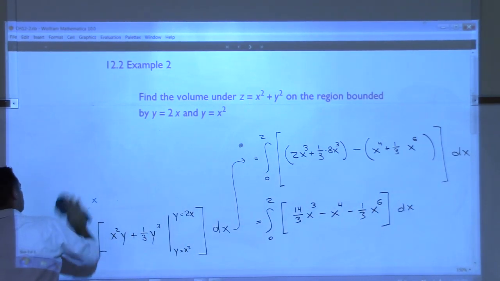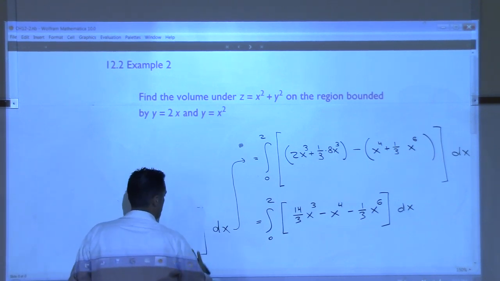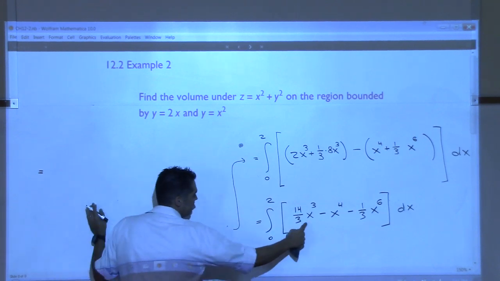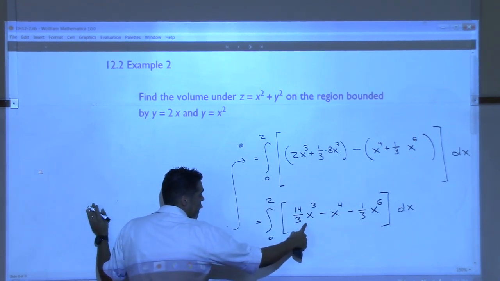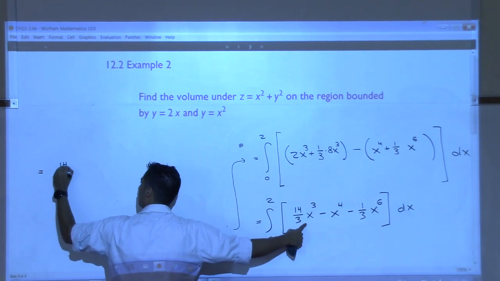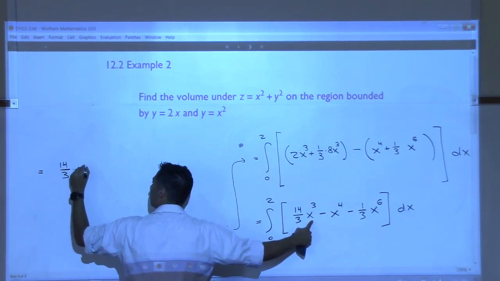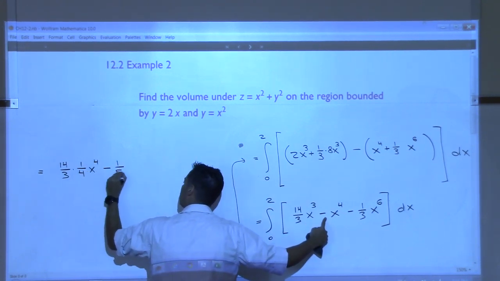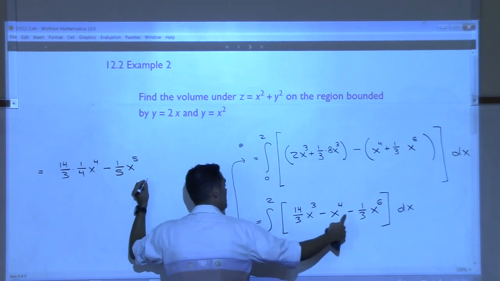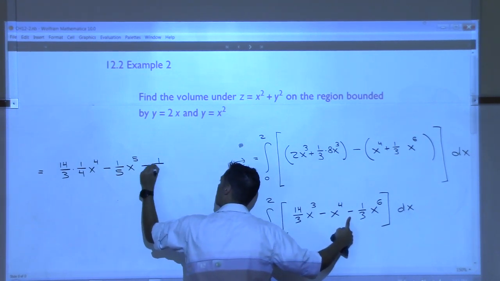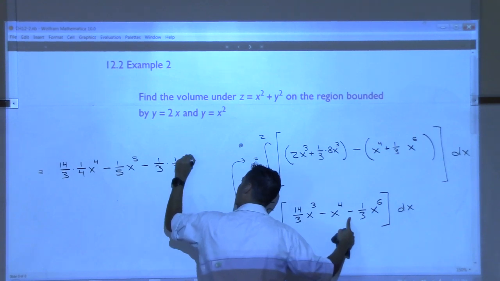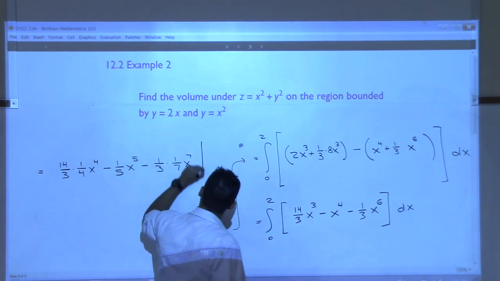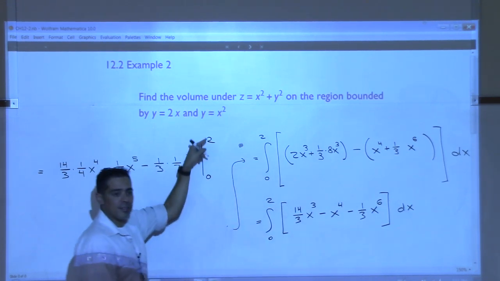So we'll do that. This is equal to, let's see here, antiderivative of that. I'm just going to write down 14/3, and now the antiderivative of x to the third is 1/4 x to the fourth, and then minus 1/5 x to the fifth, and then this one's going to be minus 1/3 times 1/7 x to the seventh, and we're evaluating at the two different places. Let's see, 0 and 2, and this is x is 0, x is 2.